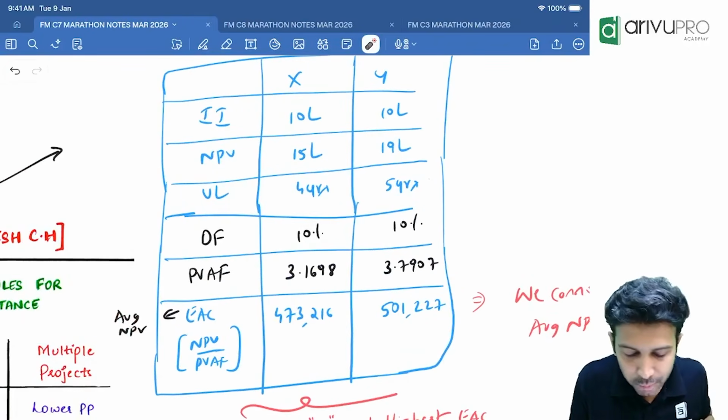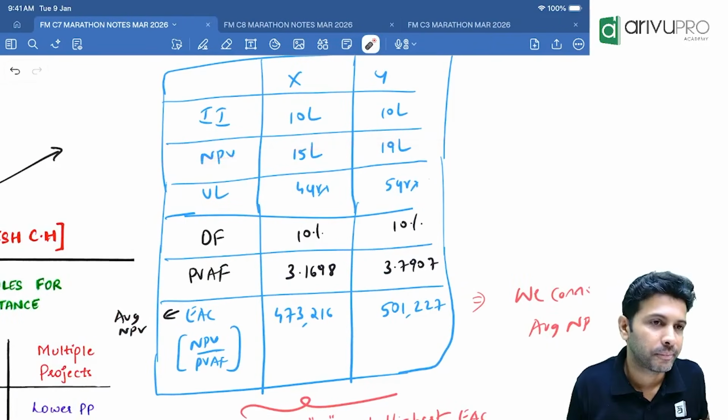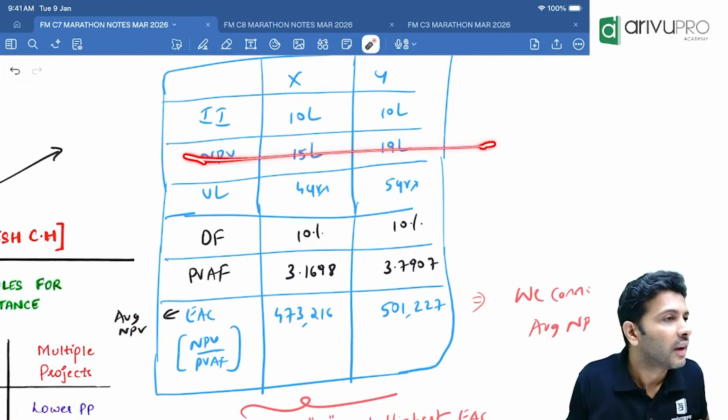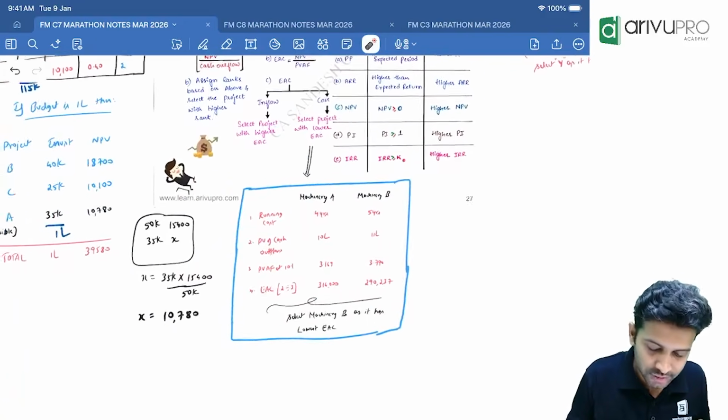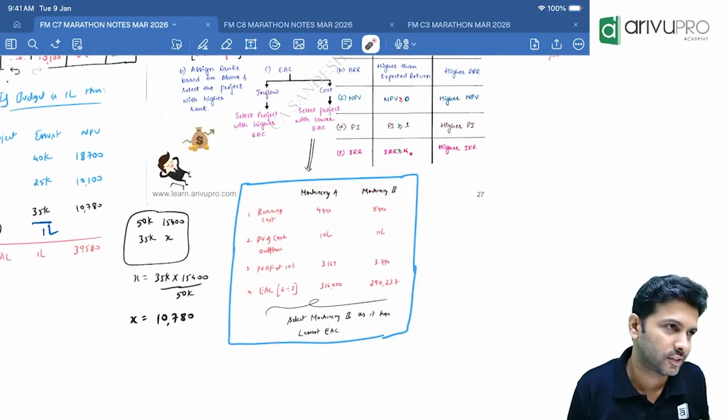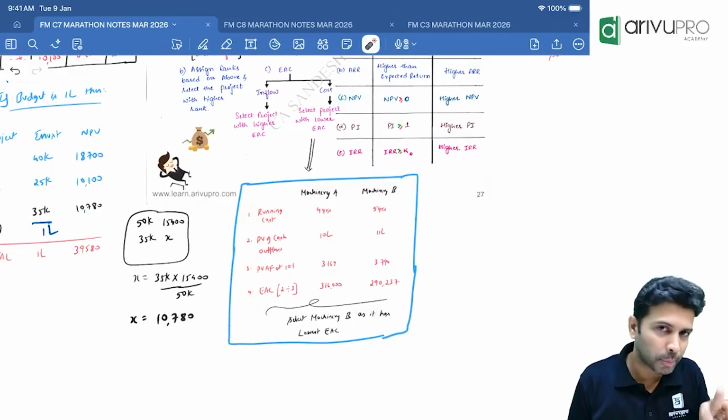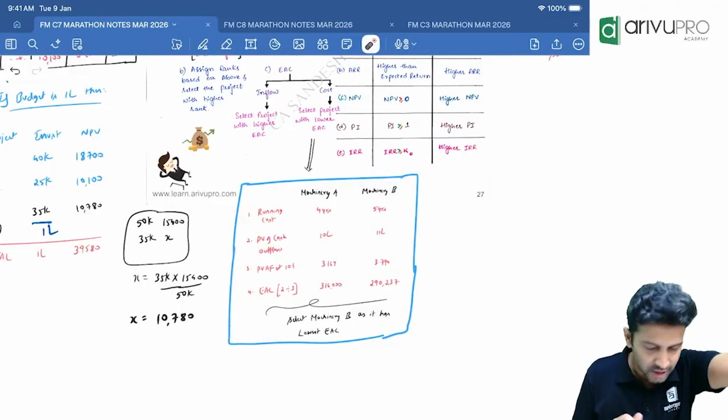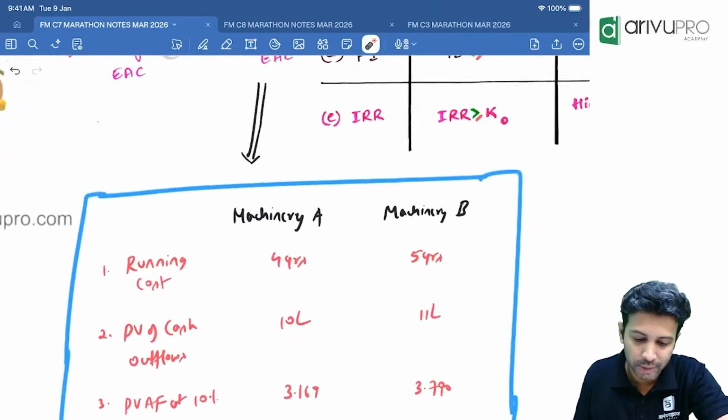Because in some problems they will not give NPV. They will only give you cost. Right? Both the problems we have done in our regular class. Here now check, I'll take you through one more example.